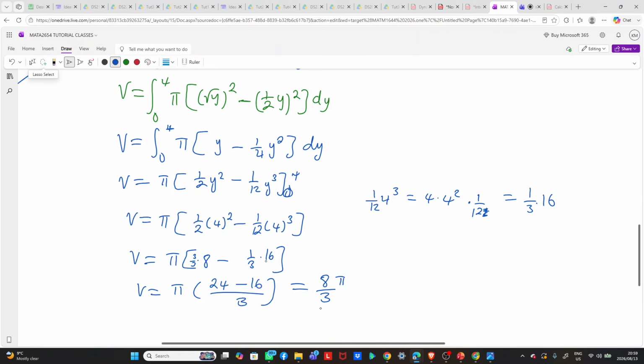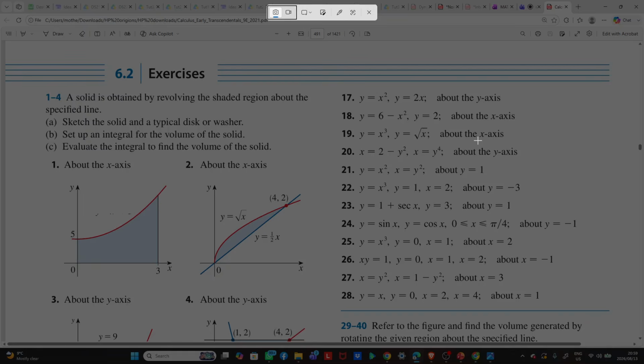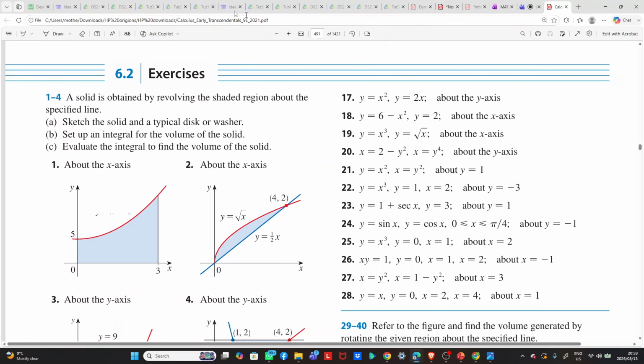So that is the volume that we get from the thing. Okay. Then again, we come to this one.